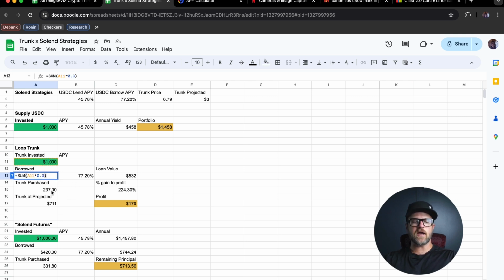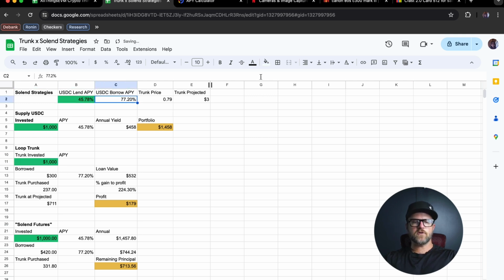And I've put this in the calculation, guys. It's just an automatic 0.3 multiplier here in order to get 30% of your total Trunk invested. I am going to leave a link in the description below to this spreadsheet that I'll make shareable, that you can type in your own numbers here. I would just type in numbers into the green.